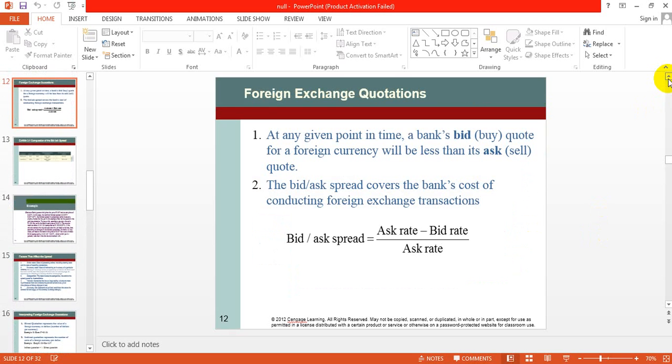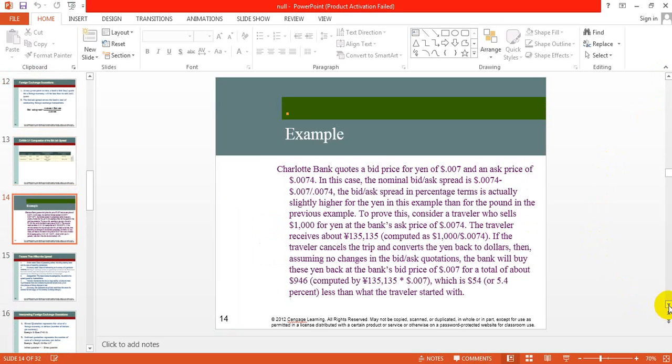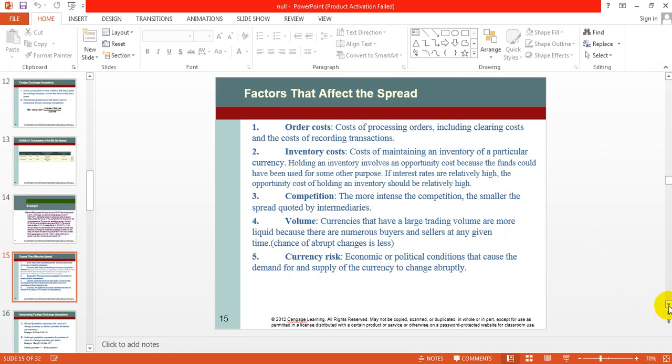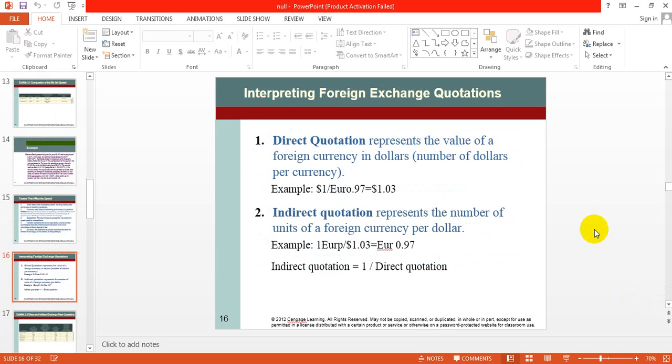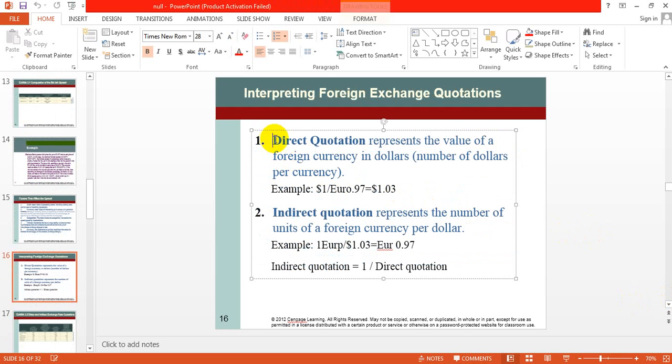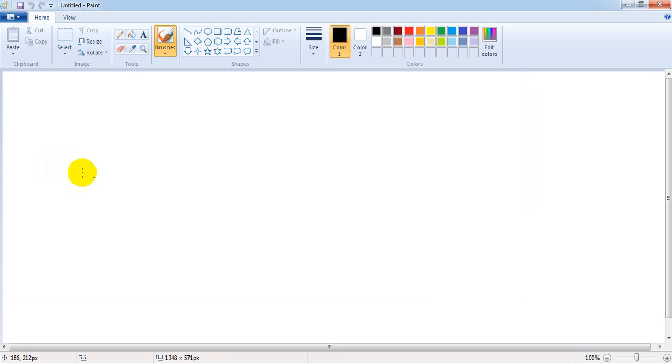In the previous class, we discussed foreign exchange quotations, bid and ask, and we discussed an example. Then we discussed the factors that affect the spread. Today, we are going to discuss foreign exchange quotations. The first one is direct quotation. Now, what is direct quotation and what is indirect quotation?